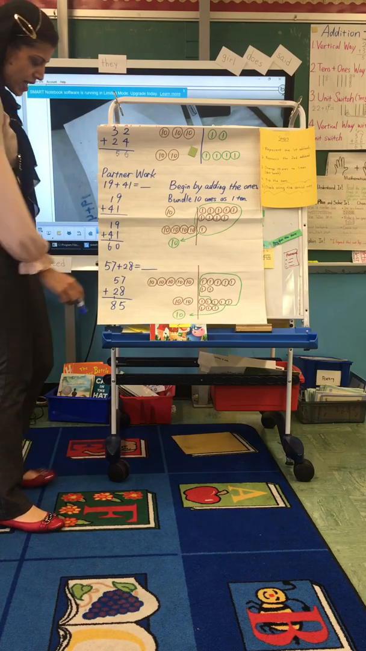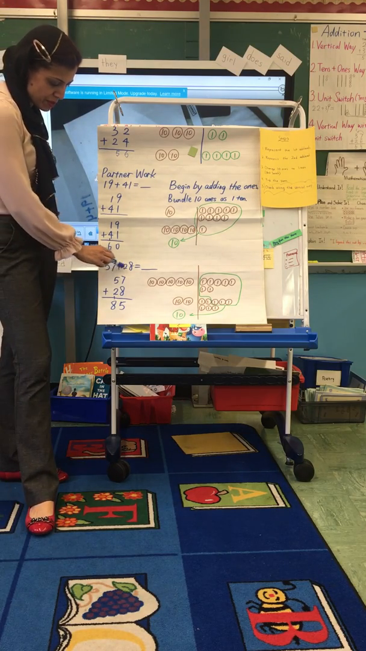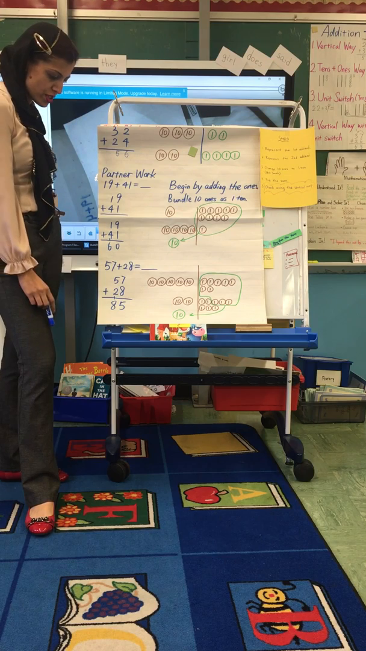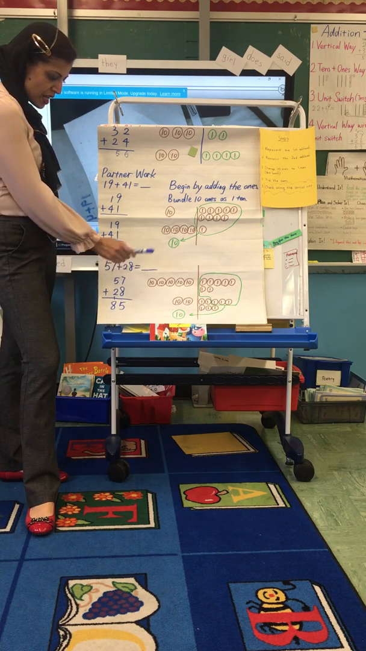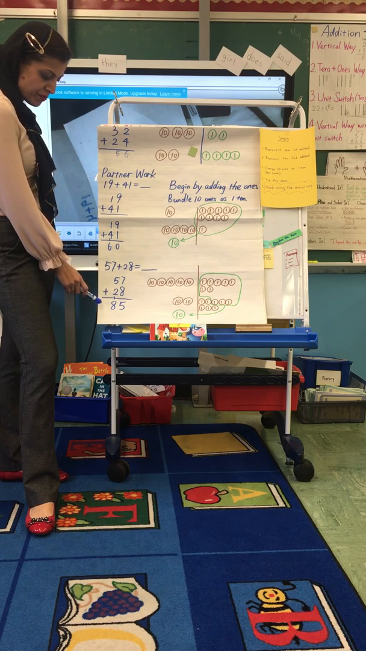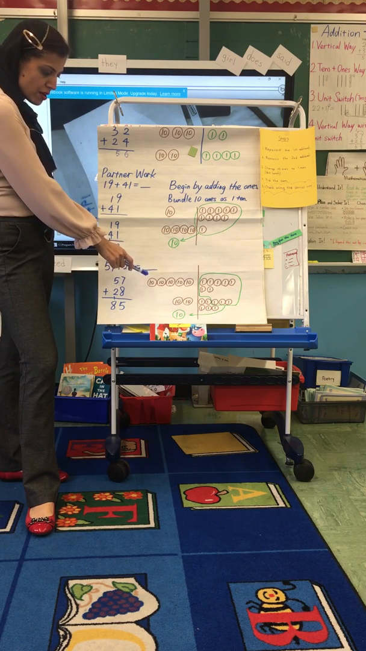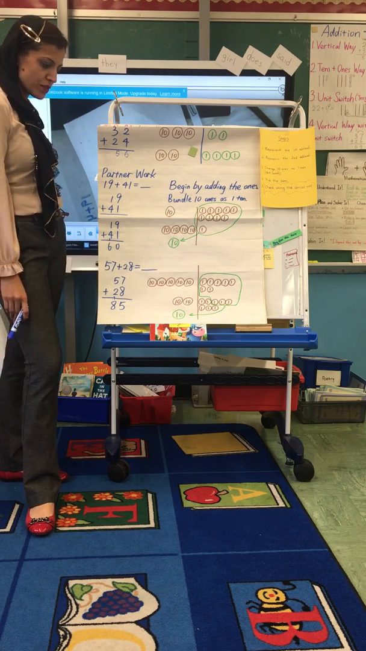Very, very nice. And then I want you to try it with 57 plus 28. Follow the same procedures. Represent the first addend, represent the second addend, right? Represent it vertically, solve it, and then with the mathematical representation.